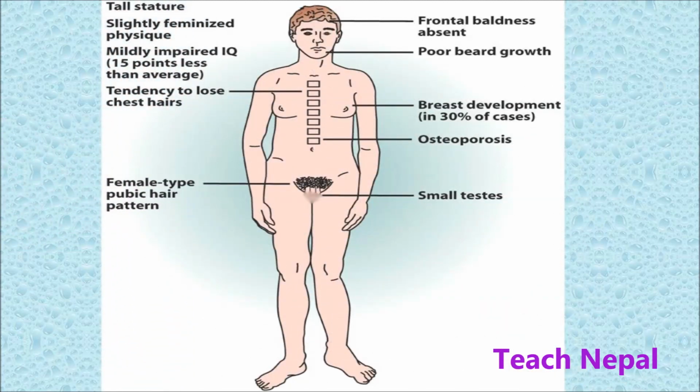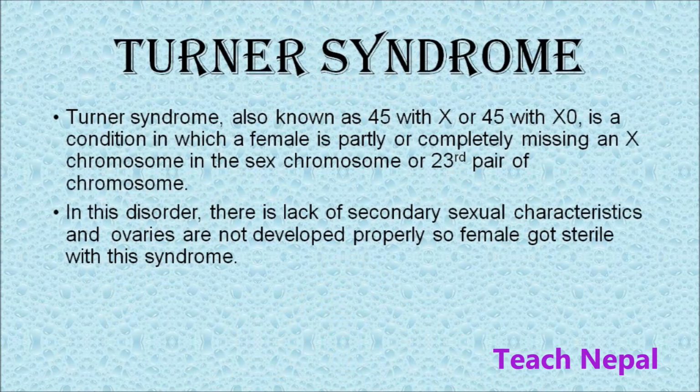Another syndrome is Turner syndrome. It is generally found in females, and in this there is a lack of one X chromosome, that is, 45 chromosomes are present in the body with one X. 44 plus XX should be there, but there is only 44 plus X, that is, only 45 chromosomes present in the body, and in the 23rd pair, which must have two chromosomes, there is only one.